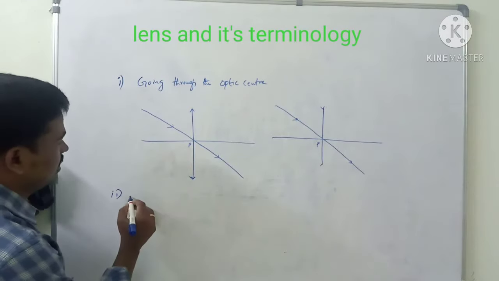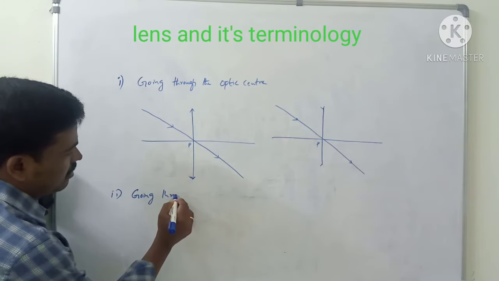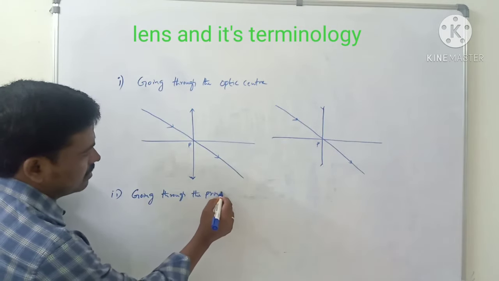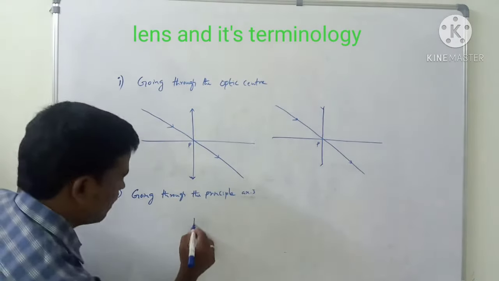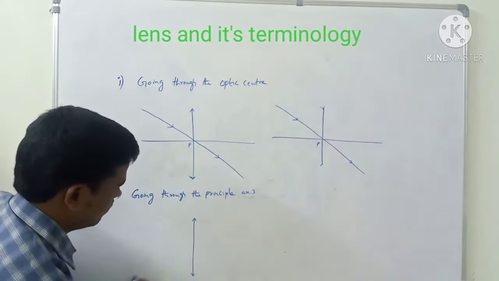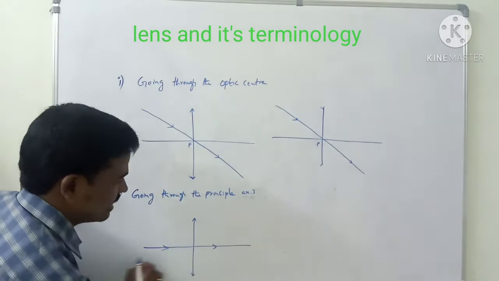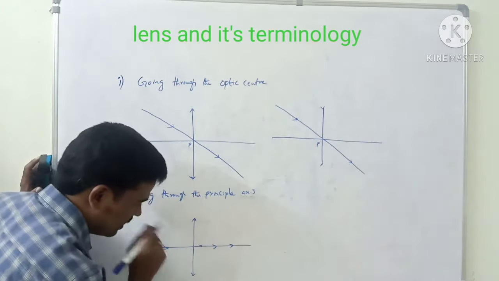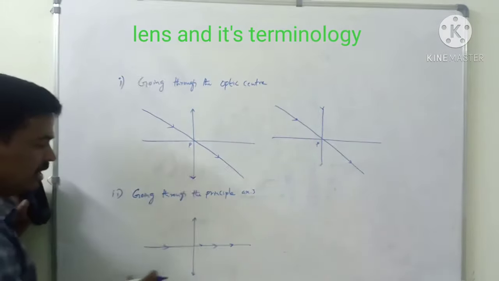The next one is the rays going along the principal axis. Let me draw. This is the convex lens symbol. If any ray goes along the principal axis, this ray also doesn't deviate. It goes straight only. The ray going along the principal axis doesn't deviate.